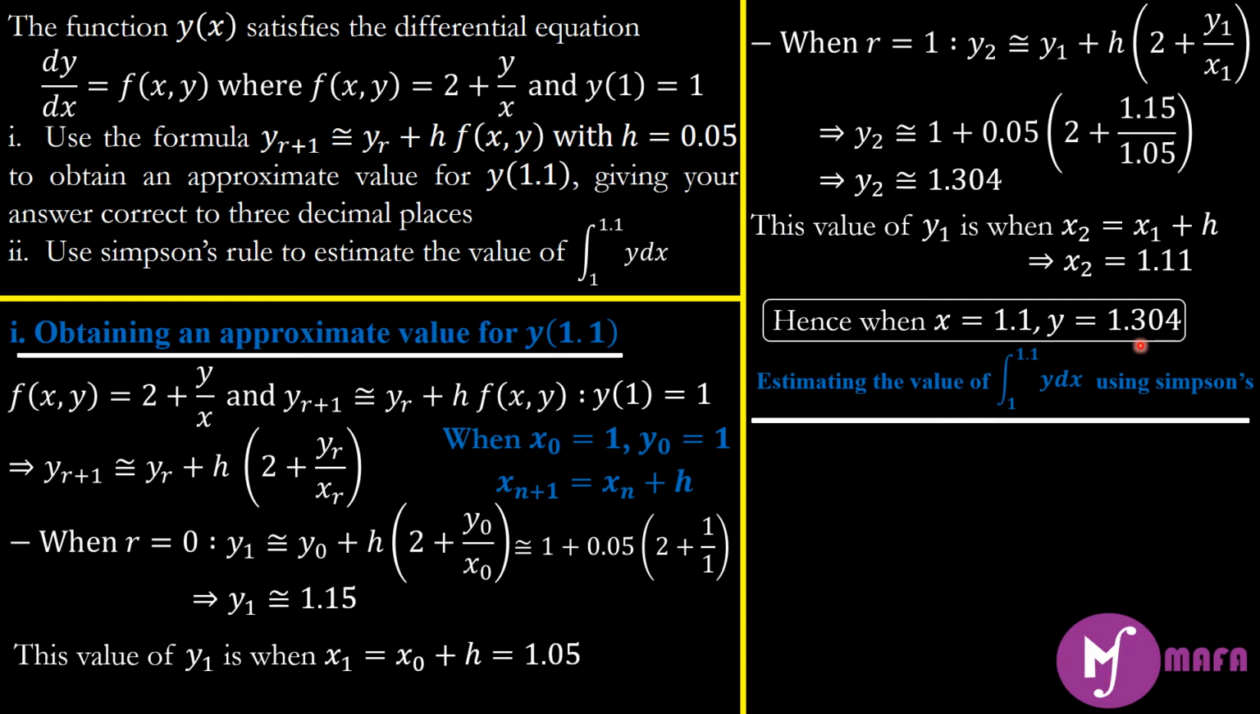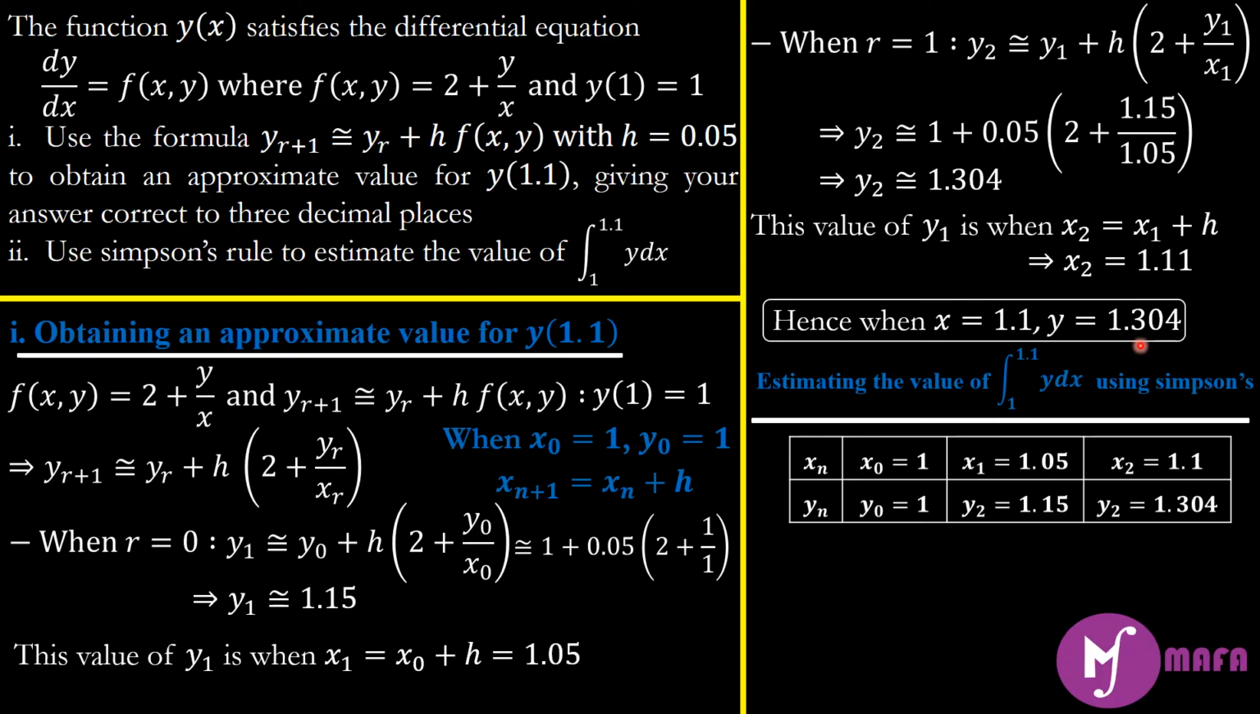Now the last part of the question is asking us to estimate the value of an integral using Simpson's rule. So first we create our table. We have x_n and y_n. When x is 1, when x is 1.05, and when x is 1.1, because we should have a step length, meaning that the difference between consecutive values of x is supposed to be constant, and for that to happen, we need to be adding the step length to x, because the step length is already a constant value. So we need to go from x equal to 1 to x equal to 1.1. So we need to add the step length 2 times. We add it the first time and then we add it the second time.